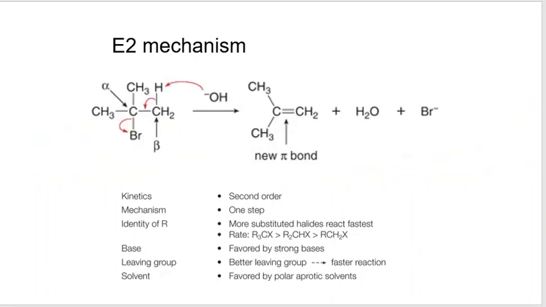Okay, so there are 2 mechanisms, kind of like we saw 2 mechanisms with substitution, and there's a lot of similarities and there's some subtle differences, besides, of course, what the product is that you get. So just looking at E2, like in SN2, this is a second order reaction, meaning both the base and the substrate are in the rate determining step and also in the rate law, of course. The mechanism is therefore one step. Everything happens all at once, and that's that one step of the reaction.